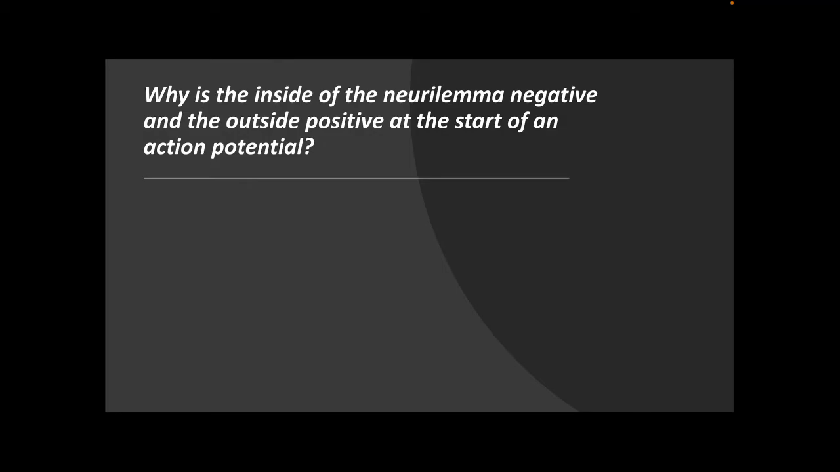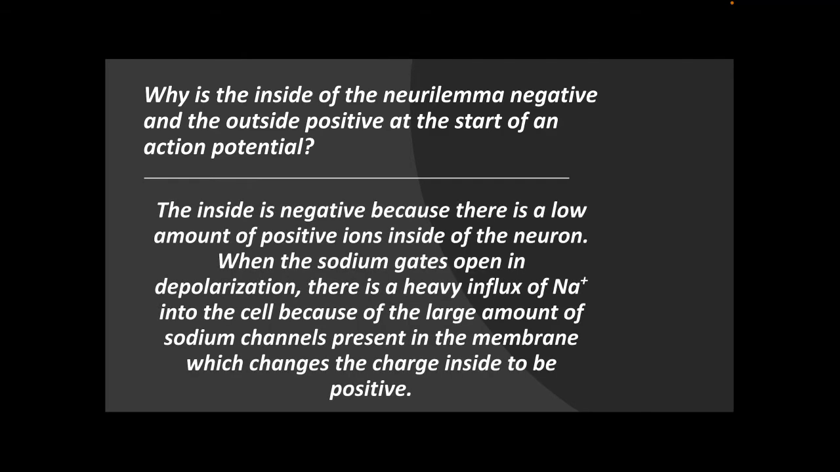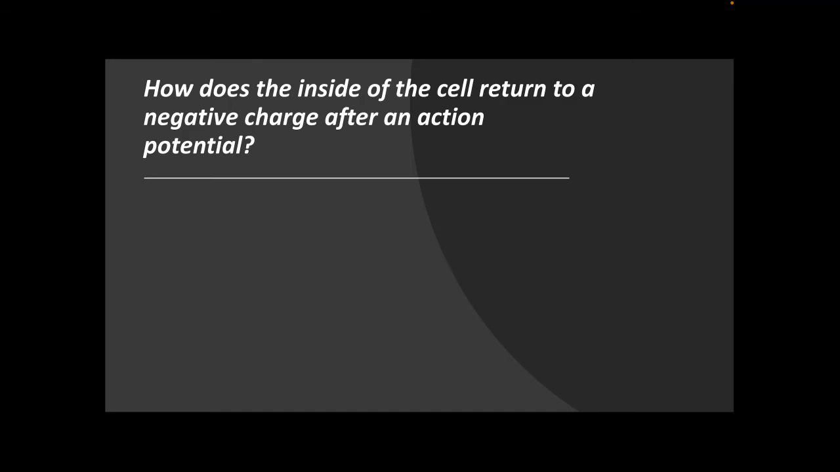Why is the inside of the neurolemma negative and the outside positive at the start of an action potential? Remember, it needs to be polarized in order for the action potential to occur. The inside is negative because there's a low amount of positive ions inside of the neuron, therefore it's more negative inside. And then when the sodium gates open in the depolarization phase, there's a heavy movement of sodium ions into the cell through a large amount of sodium channels in the membrane, which causes this change. Therefore, you have depolarization occurring.